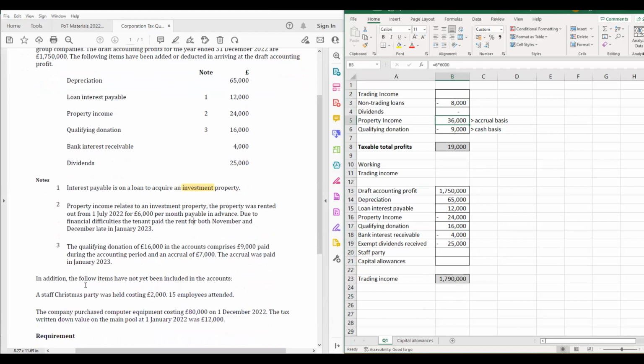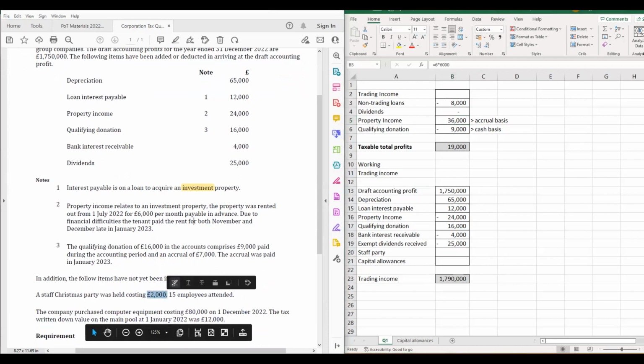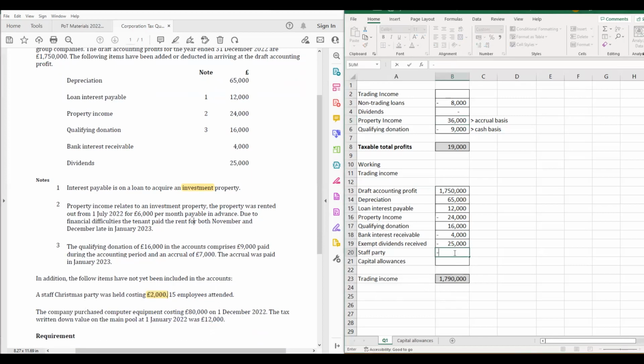We then get told, in addition, the following items have not yet been included in the accounts. So we've got a staff Christmas party that was held costing £2,000. 15 employees attended. So the rule for entertaining is that any staff entertaining is in fact allowable. It's only third party entertaining that's disallowed for tax purposes. So therefore this £2,000 is going to be an allowable cost for tax purposes. We're going to have it as a deduction.